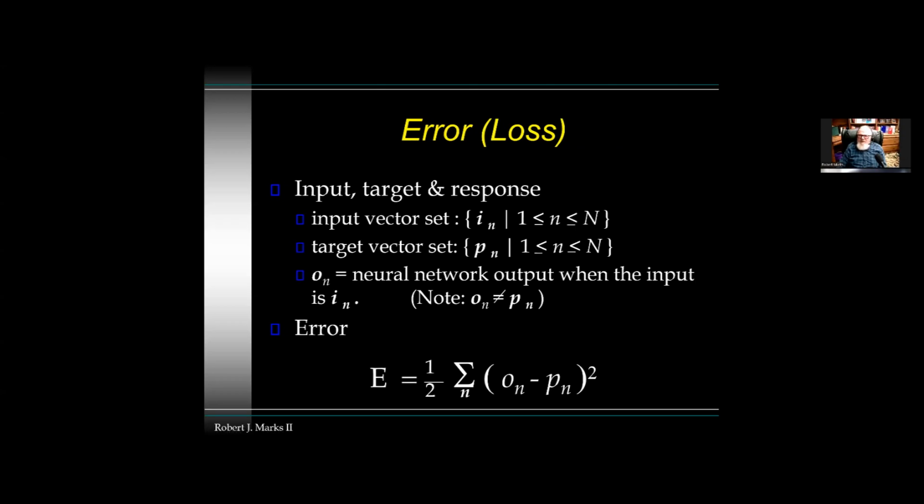The neural network isn't always going to give you the target response. So let's look at that again. We give an input and we get an output of O sub n. But we know that the output O sub n isn't right because it should be P sub n. So again, P sub n is what we want. O sub n is what we got. And what we want to do is minimize the error between what we got and what we want. And so this is the error. It's 1/2 times what you want minus what you get, squared.